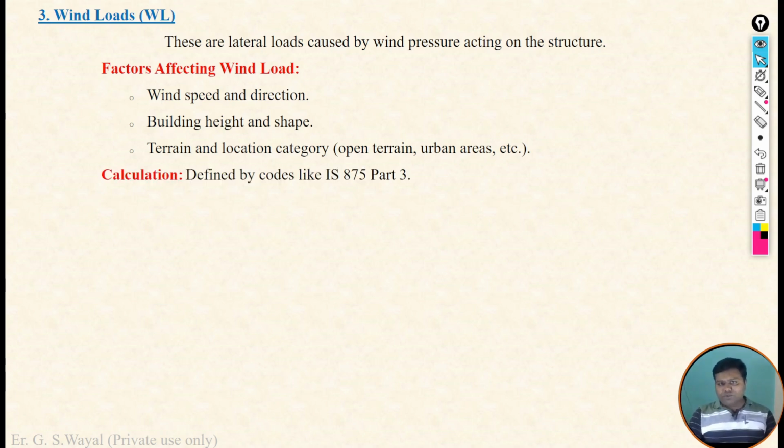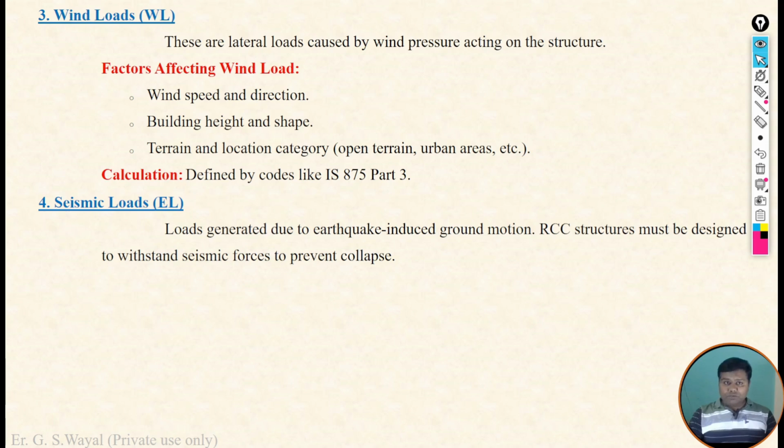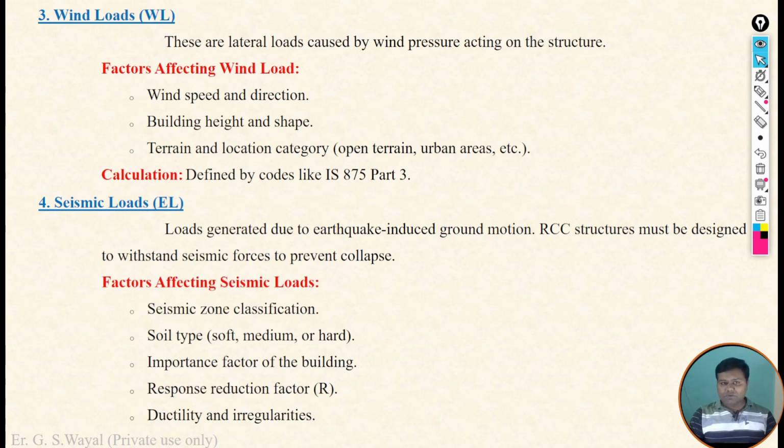For the calculations, we can use IS 875 Part 3 to calculate the wind load. Seismic load is also most important. Seismic load is also one of the lateral loads, the load generated due to earthquake-induced ground motion. The RCC structure must be designed to withstand seismic forces to prevent collapse. So we have to consider the seismic loads also.